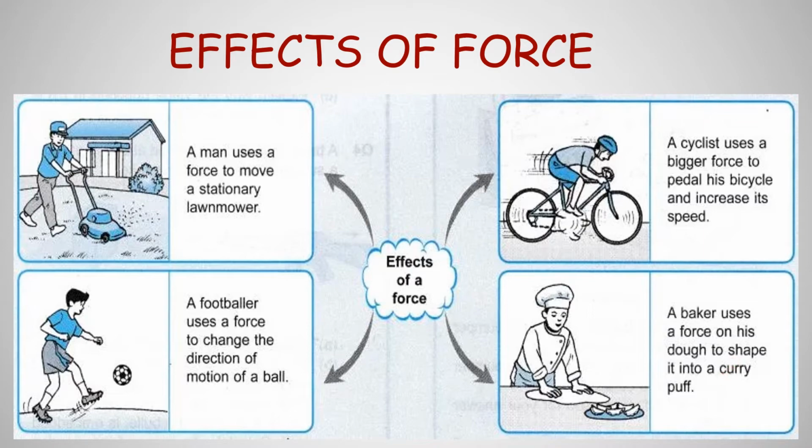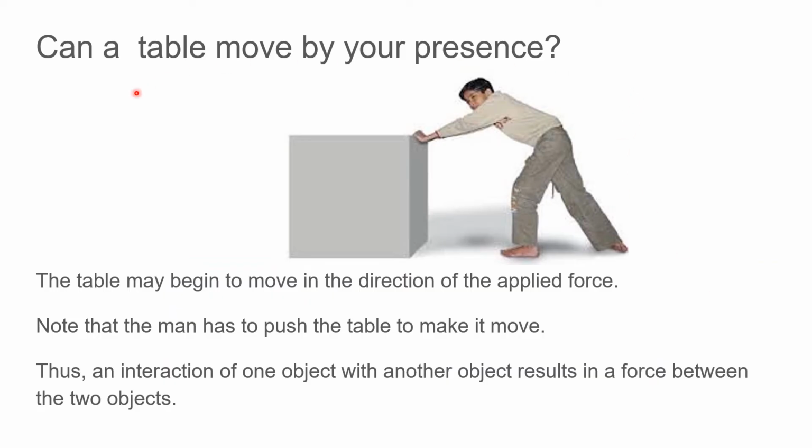Now, let us move on to the next slide. So, can a table move by your presence? That is, just by standing nearby a table, can you move this table? No, it's not possible, right? The table may begin to move in the direction of applied force. So, in order to move this table, you have to apply force on the table and the table will move in the direction in which you are applying the force.